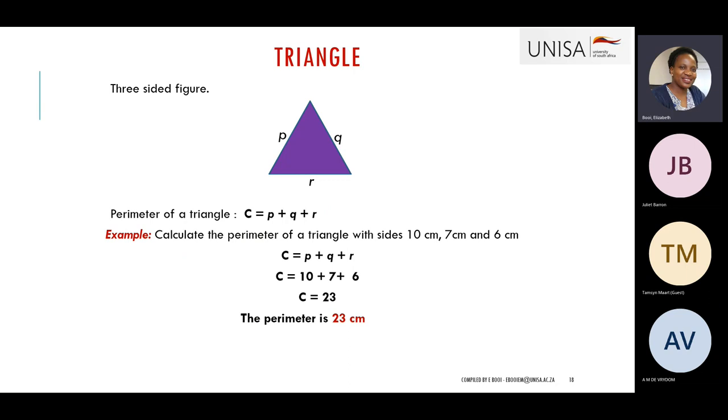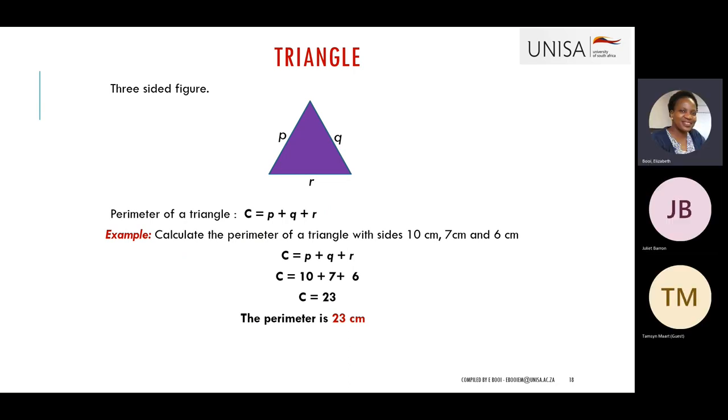So for a triangle, it has 3 sides. So we just add all the sides. P plus Q plus R will give us the perimeter. Calculate the perimeter of a triangle with the sides 10 centimeters, 7 centimeters, and 6 centimeters.